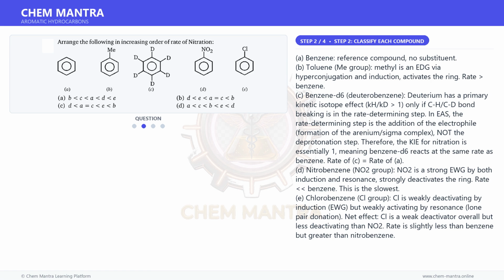D. Nitrobenzene, the NO2 group is a strong EWG by both induction and resonance, and strongly deactivates the ring. Rate much less than benzene. This is the slowest. E. Chlorobenzene, the Cl group is weakly deactivating by induction, EWG, but weakly activating by resonance, lone pair donation. Net effect, Cl is a weak deactivator overall, but less deactivating than NO2. Rate is slightly less than benzene but greater than nitrobenzene.